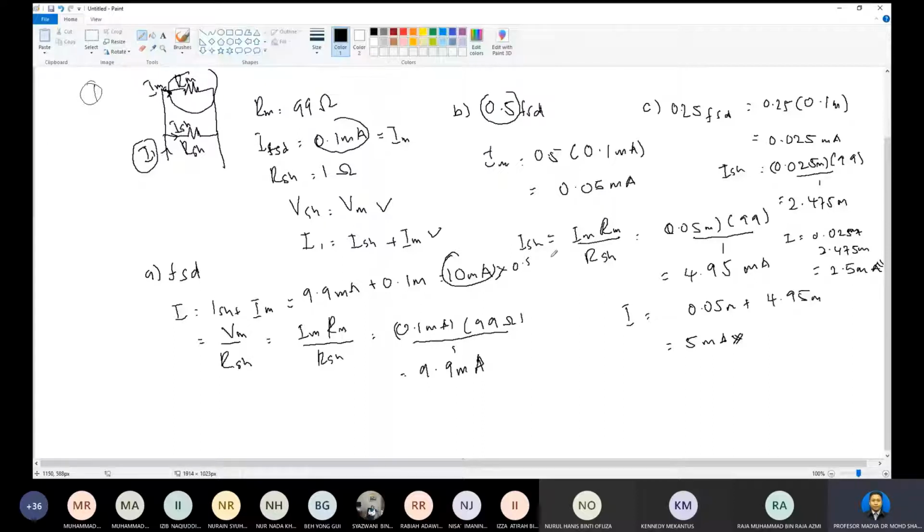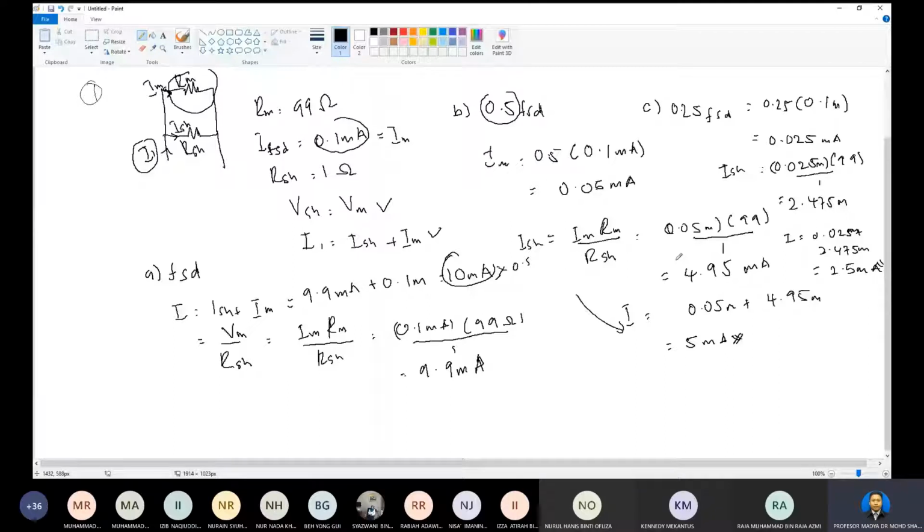And then for C, 0.25 means 25% of the full scale deflection. The full scale deflection is 10 milliampere, so 25% of 10 milliampere gives 2.5 milliampere. This is another technique you can use. You can do it step by step, or you can reduce by 50% from the full scale deflection, which means this output will also be reduced by 50%. Similarly, if it is 25% of the full scale deflection, this value will be reduced to 25%. If you multiply by 0.25, you get 2.5 milliampere.